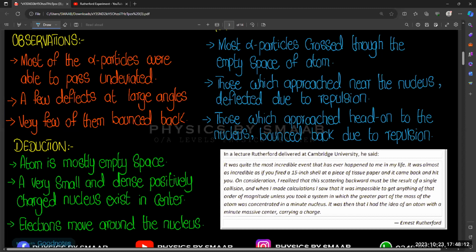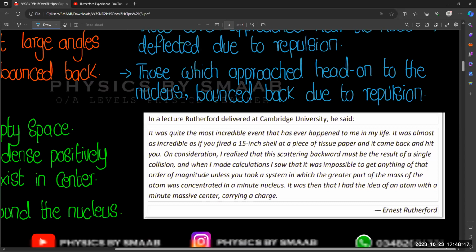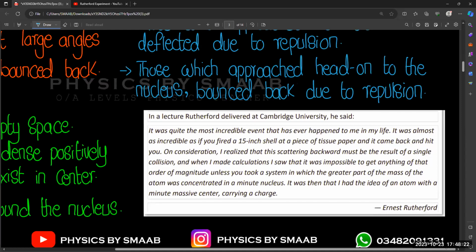And this is the statement of Rutherford in a lecture at Cambridge University. He used to say that it was quite the most incredible event that has ever happened to me in my life. It was almost as incredible as if you fired a 15-inch shell at a piece of tissue paper and it just came back, right?